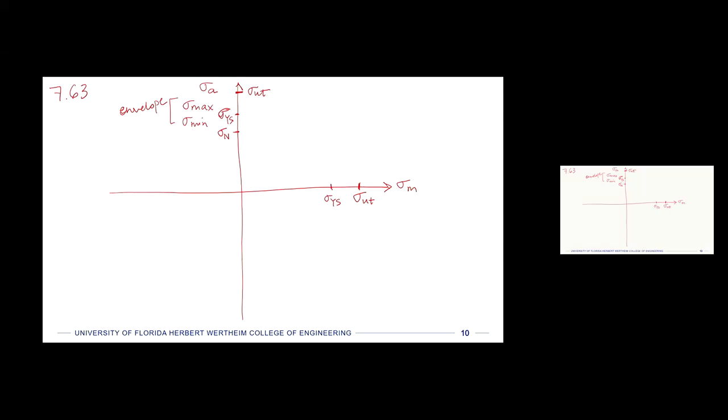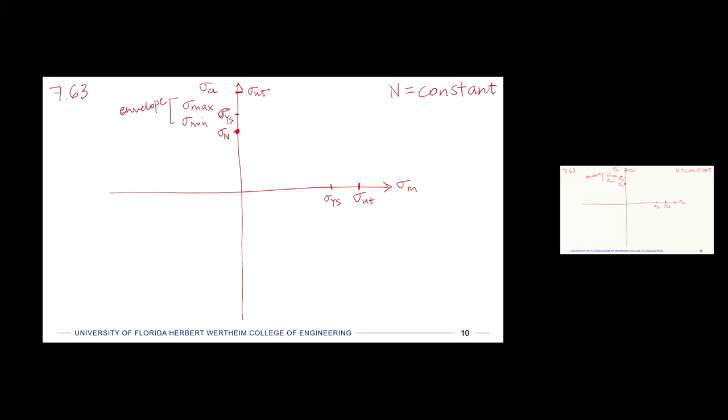Okay. So now we're going to use these values to start drawing our envelope. This plot is for some specific number of cycles, so N is a constant, and we'll draw an envelope for just that number of cycles. We'll start with sigma n right here.